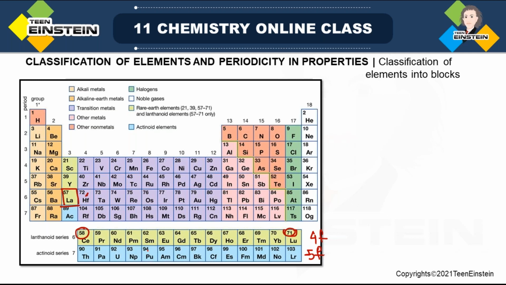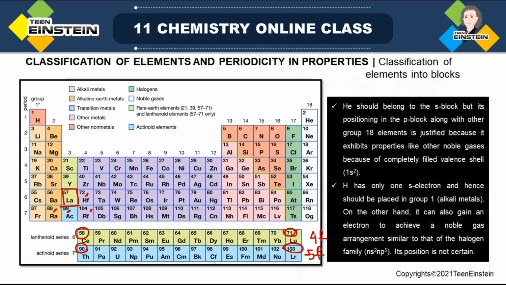Okay. Similarly, come to the next period, 89 after 88, that is fine. But after 89, it is 104. So between 89 and 104, all these elements starting from 90 up to 103 are present in between Ac and Rf. And these are known as 5f. We have placed them separately at the bottom of the periodic table. So these two parts you have to focus on if you want to know what the f block elements are. Okay.